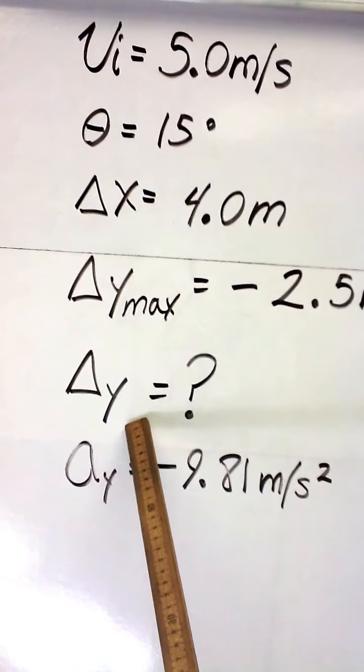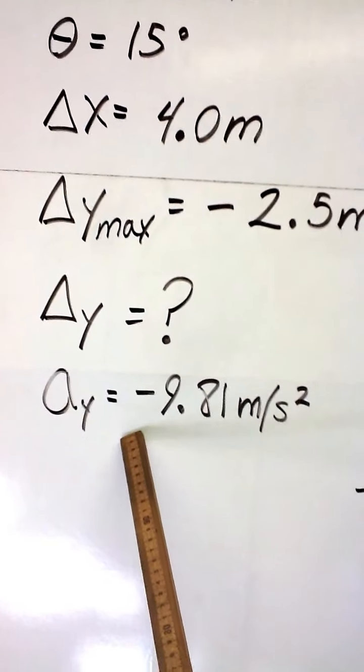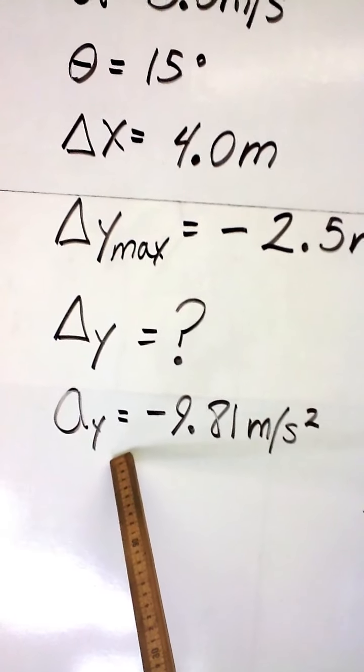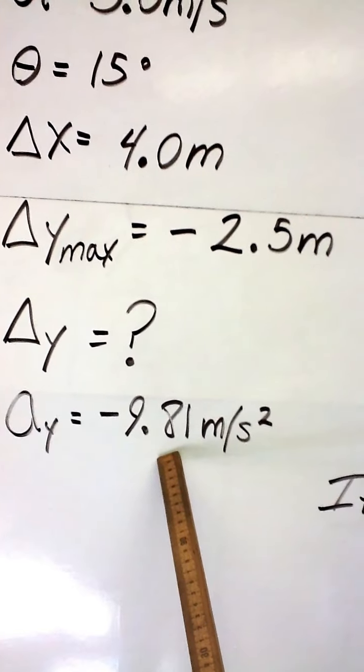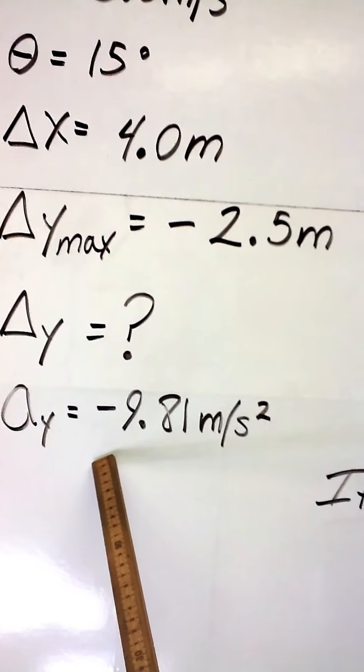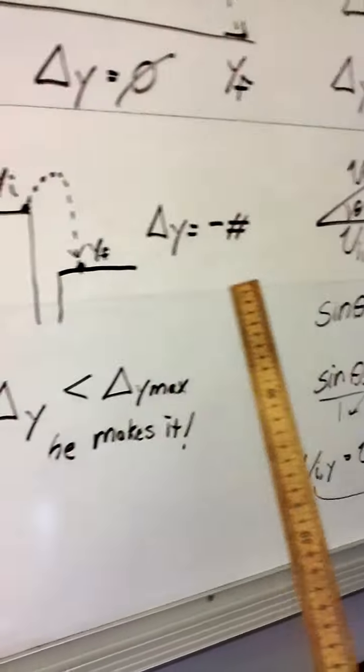So the variables we're working with: initial speed, they give us the angle theta, we know our displacement in the x, the y max, that's the one we've got to have a value that's less than, or I guess less negative, smaller than this in the negative magnitude, and we're going to be trying to solve for y. Another item that we know is the acceleration in our y component, which is that negative acceleration due to gravity, negative 9.8 meters per second squared.